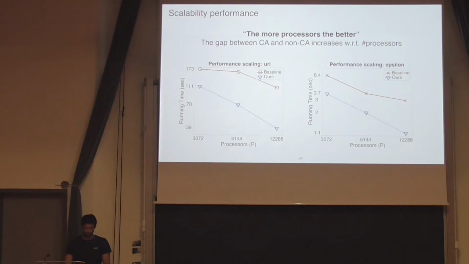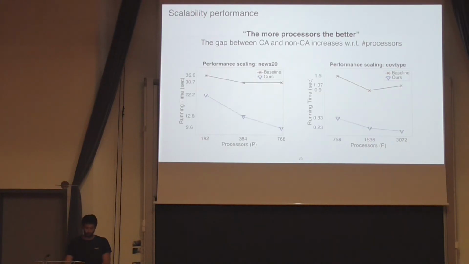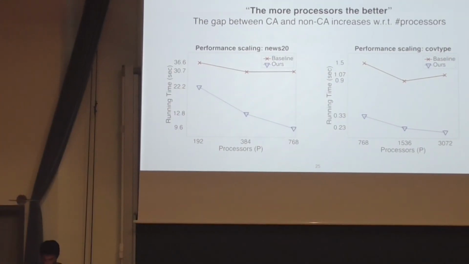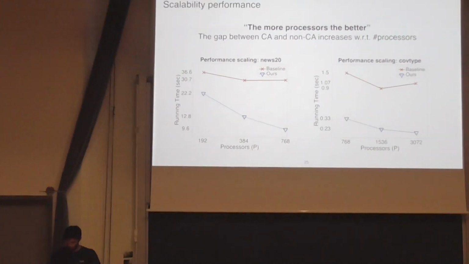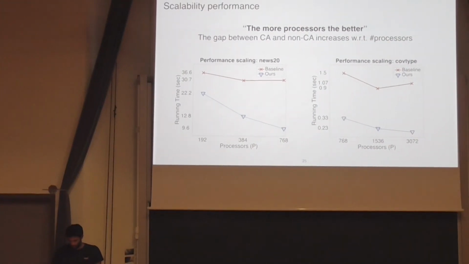Obviously, our method will start to slow down as well, and this is what I'm showing in these examples. You can see that the blue line also starts to stagnate at around 3,000 processors. However, it happens at a much later stage compared to the baseline, which is not a communication avoiding method. The plots are in log scale just to demonstrate the gap between the two approaches.